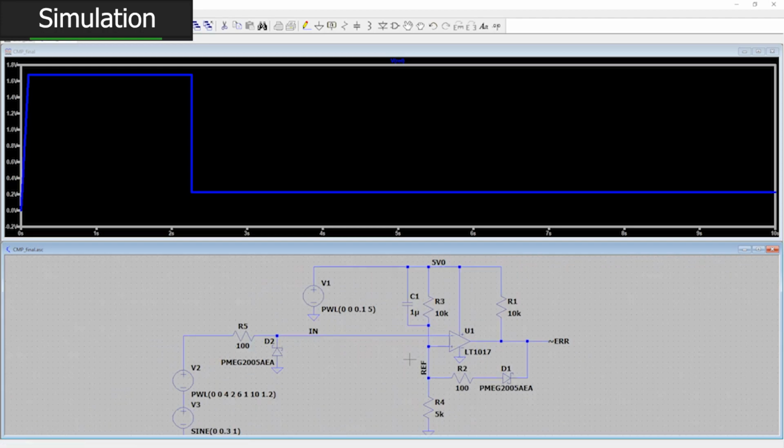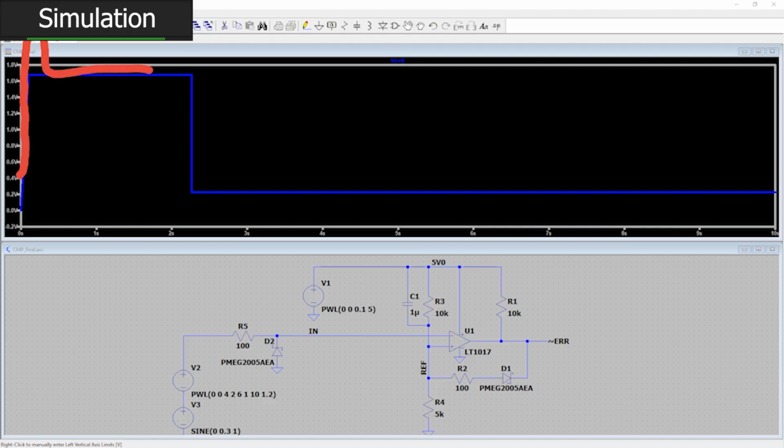By adding that capacitor to the ref node, we're going to see a little bit of a transient right here. We're going to see something that looks a little bit like this. That's what I would expect. And then it'll kind of round off these corners just a little bit. That's what I would expect.